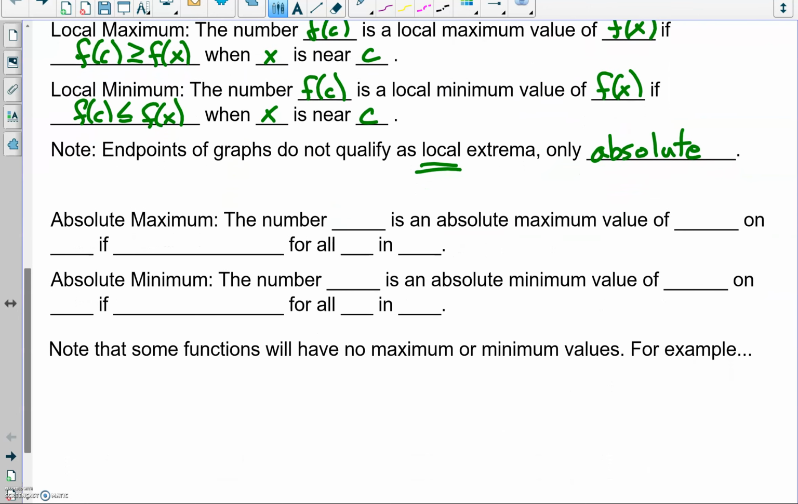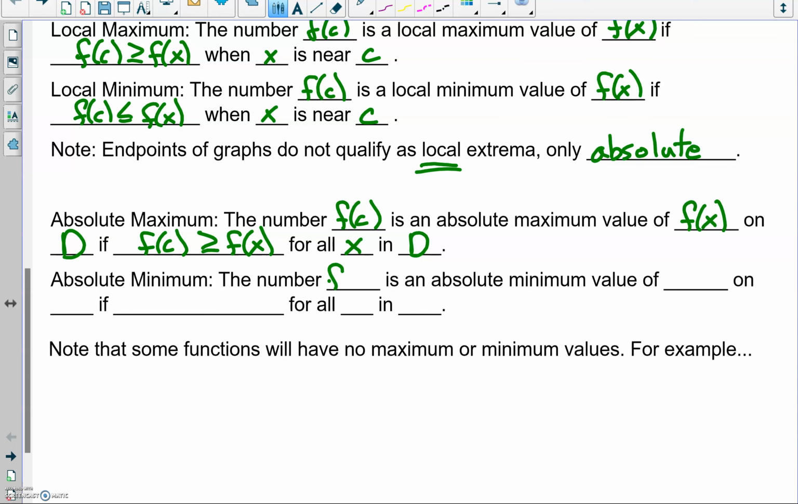All right, so then the absolutes, similar definitions, but instead of just being near a value, it's going to be for all the values. So the number f of c is an absolute maximum of f of x on the domain D if f of c is greater than or equal to the f of x for all x's in the domain. So it's got to be bigger than everything else, or there could be ties. That's why they have that equal to.